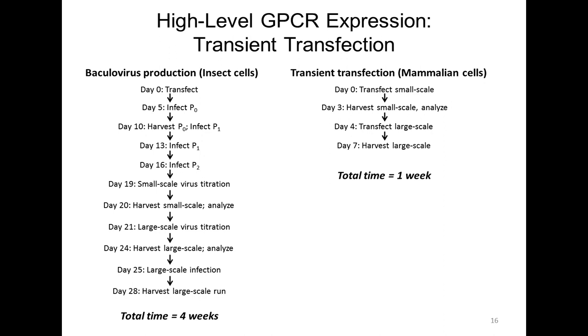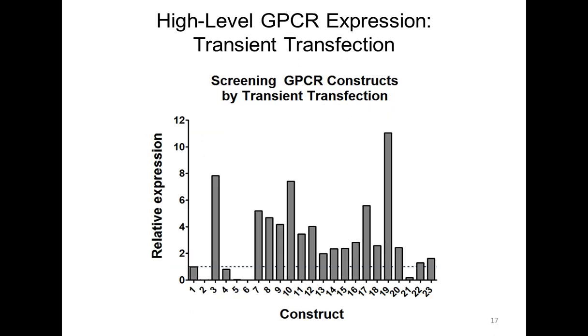And this is because you typically have to do multiple rounds of amplification to get the virus up to high enough titers where you can get good expression. So instead of a few days, it takes a few weeks to get initial data on a new construct, and there's a much greater upfront investment of both time and resources. This difference in the turnaround really increases your ability to screen constructs in high throughput.